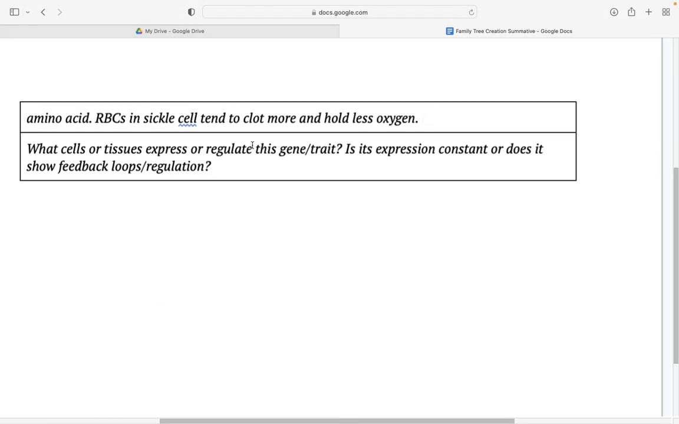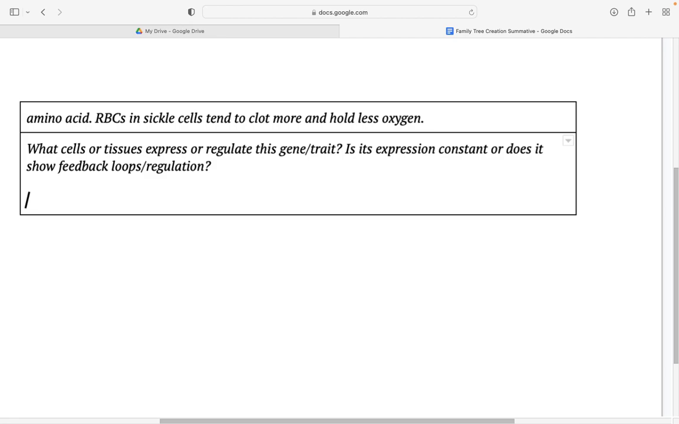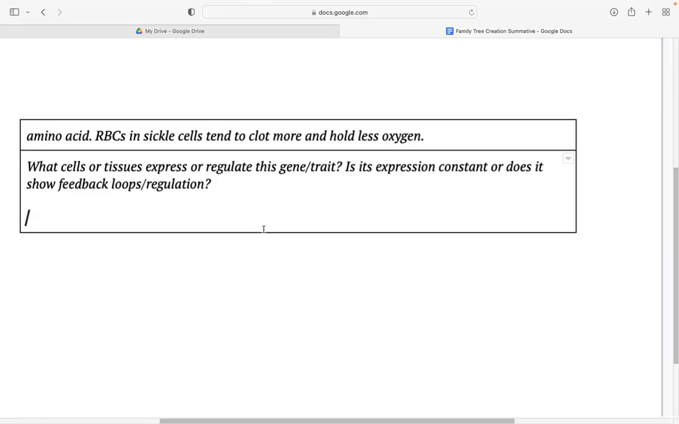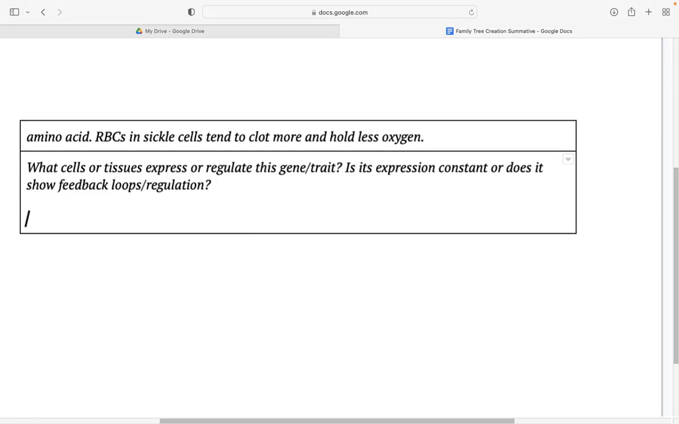And the last thing that you can consider, which goes back to our feedback loops in our last unit dealing with cells, is what cells or tissues express or regulate this gene or trait. So if I was thinking about attached or unattached earlobes, I might be talking about muscle cells in the ears that either express or under-express tissue development.